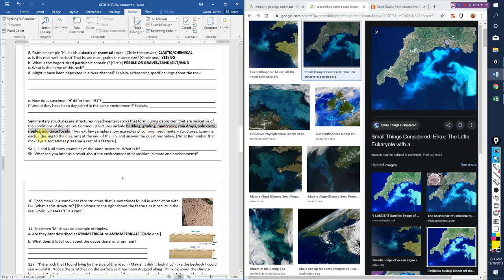And this is going to have a subsection of things we've looked at here. Not included in that is cross beds, which are kind of a cross section of ripples. And these are all going to tell you something interesting about the environment of deposition. So a trace fossil, to remind you, is the term we use for a fossil of an organism's behavior. So there are a bunch of different categories that could be trace fossils.